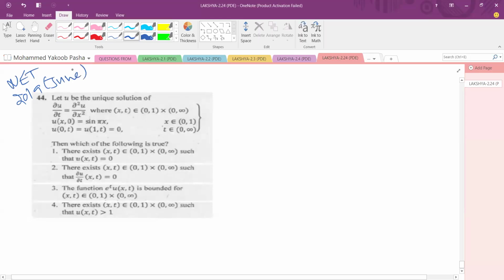Let U be the unique solution of the heat equation, dou U by dou t equal to dou square U by dou x square, for (x, t) belongs to the open interval 0 comma 1 cross 0 comma infinity. That means x belongs to the open interval 0 comma 1 and t belongs to the open interval 0 comma infinity. And we have the initial condition, that is U of x comma 0 is equal to sin pi x.